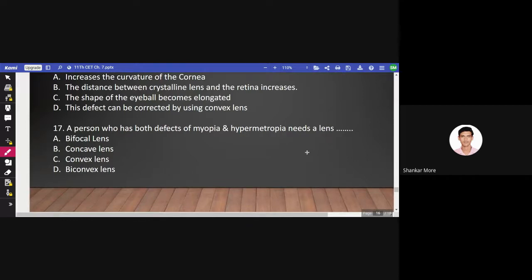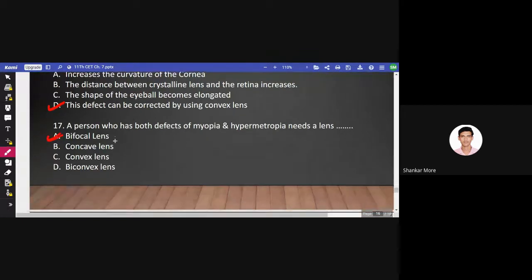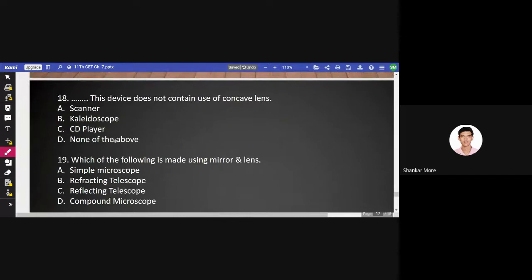Then we have the 17th one: a person who has both defects of myopia and hypermetropia needs a lens. It should be a bifocal lens, or a concave lens, or a convex lens, or a biconvex lens. Which lens does he or she need? Bifocal lens. Okay, a bifocal lens is needed. So that is being said. Now let me just tick the questions. And this answer is correct.